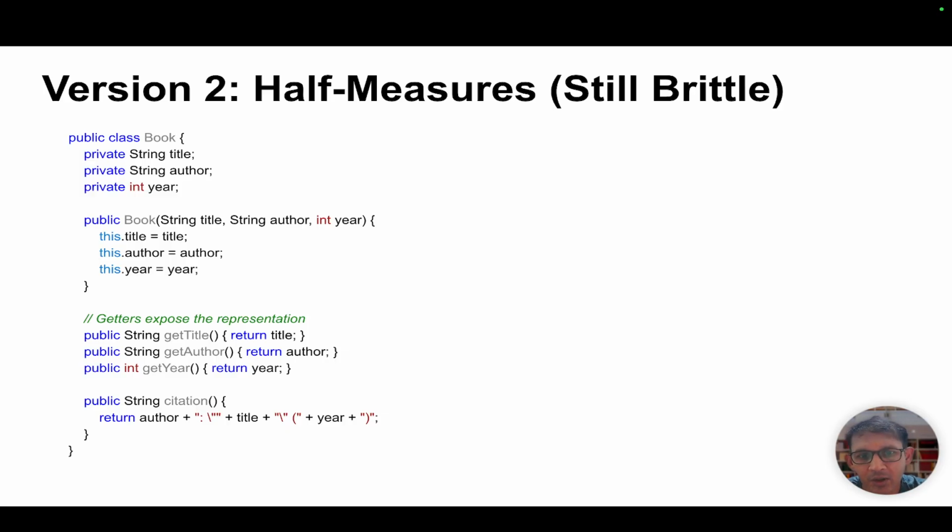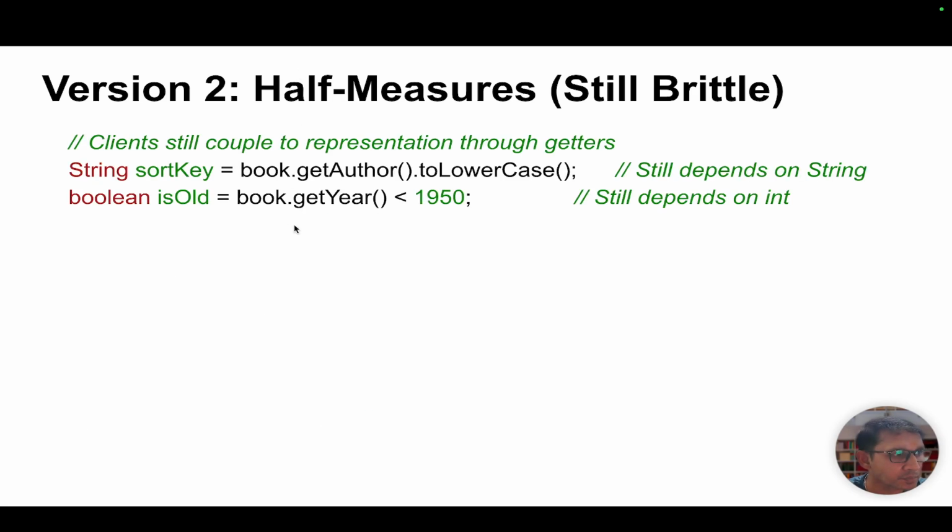Now, version 2 shows what I call half measures. The fields become private and we add getters, but we are still in trouble. The getters expose the representation just as effectively as public fields did. Clients still couple to the representation through these getters. They still depend on the author being a string and the year being an int. The representation is still leaked, just through a different mechanism. Now, this is a common mistake. Adding getters and setters doesn't automatically give you representational independence. You need to think more carefully about what operations clients actually need.